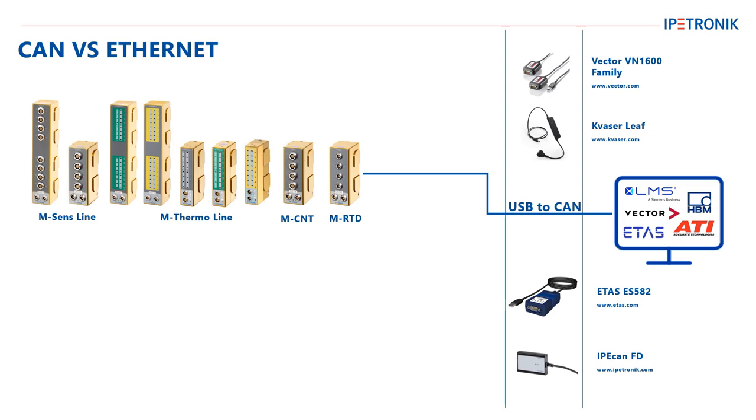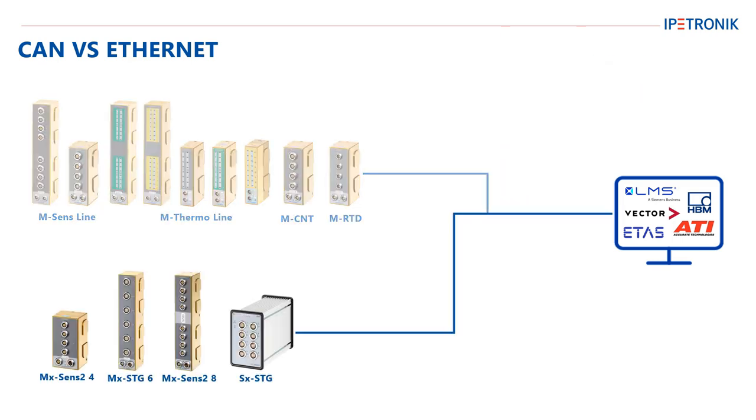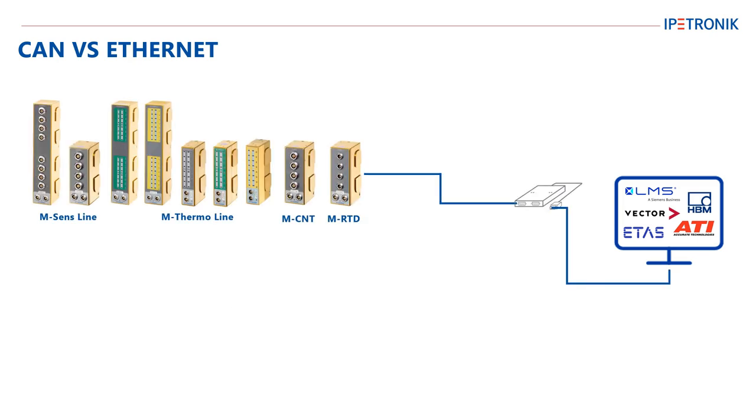Like with many other components, we support various third-party systems within IP Motion. Here are a few USB to CAN adapters that we commonly see and support. The IPETRONIK Ethernet signal conditioning lineup includes the MXSense24, the MXSTG6, the MXSense28, as well as the previous generation SXSTG. These do not require an additional adapter to go into a PC as they connect straight to the RJ45 Ethernet connector. Let's take a closer look at our CAN modules first.